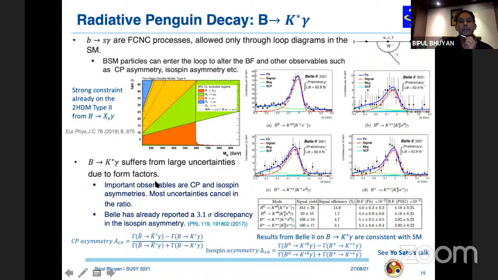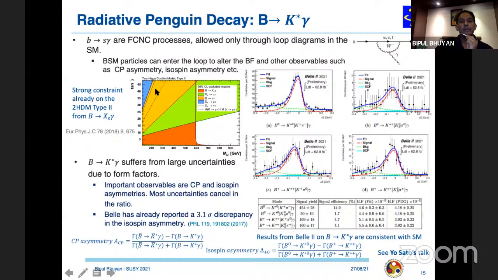So let's move now to the Belle II analysis. This is a radiative penguin decay, where we look for the B to s gamma process, which is again an electroweak process. These processes are important because you can see the constraint on the two Higgs doublet model type 2 from the study of B to X_s gamma. So that you can see in this plot.